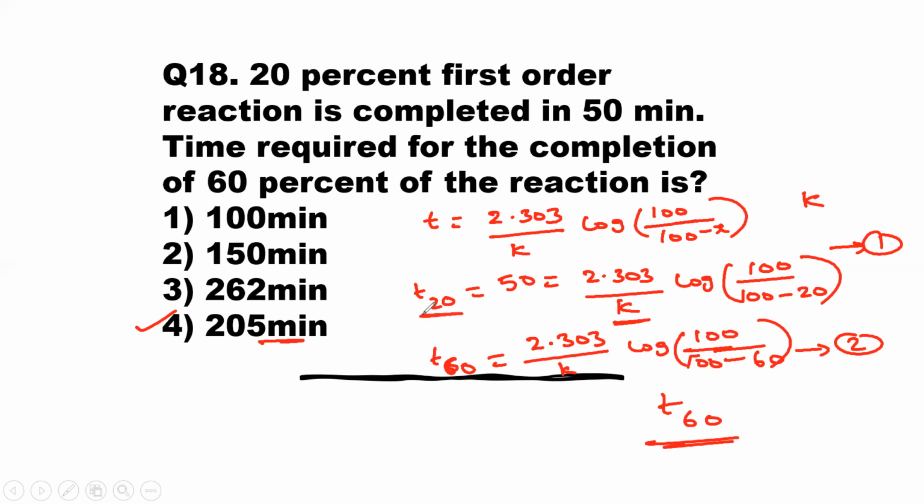They have already given the time taken for the reaction to complete 20%, that is equal to 50. So 50 is equal to 2.303 by K, the log of 100 by (100 minus 20). So you'll get the answer like this. I hope it is clear. Next question.